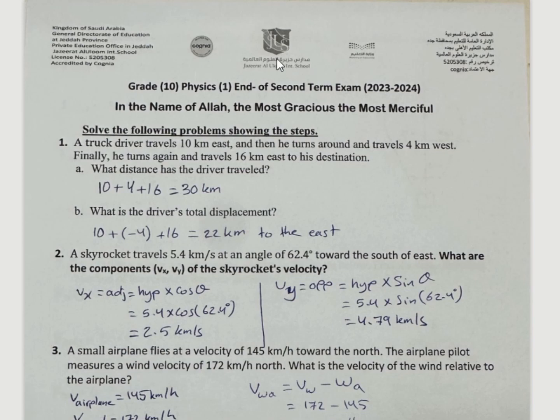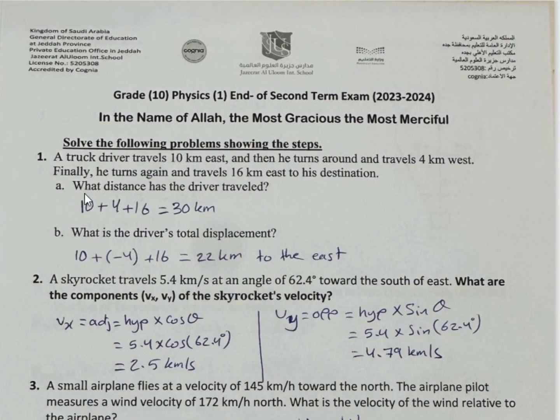Okay. Distance, you have to add the whole numbers, okay? 10 plus 4 plus 16 without their signs, so it will be 30 kilometers. What's the displacement? In displacement, you have to add the whole numbers, but with their signs. So 10 plus negative 4 plus 16 will be 22 kilometers to the east, okay? This is the first question.